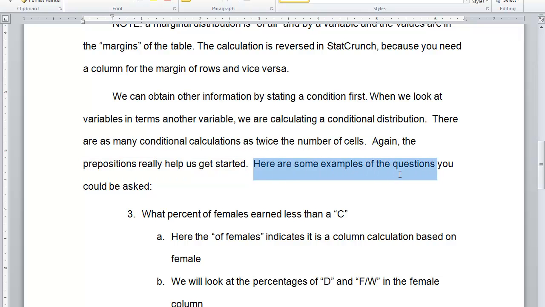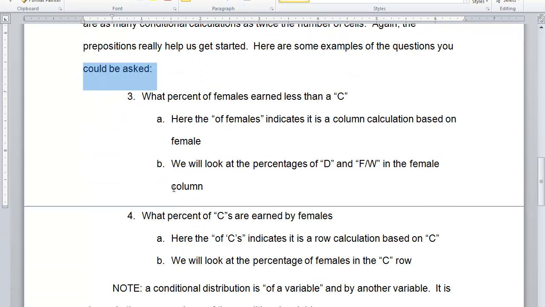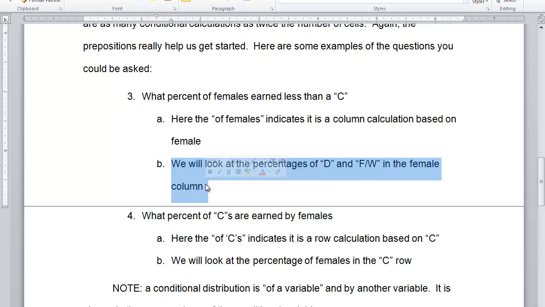Okay? Here are some examples of the questions you could be asked that would be a conditional distribution. What percent of females earned less than a C? Well, here the "of females" indicates it's a column calculation based on the fact that everyone is a female, right? I'm only interested in the condition female. So the percentage of females should total 100.